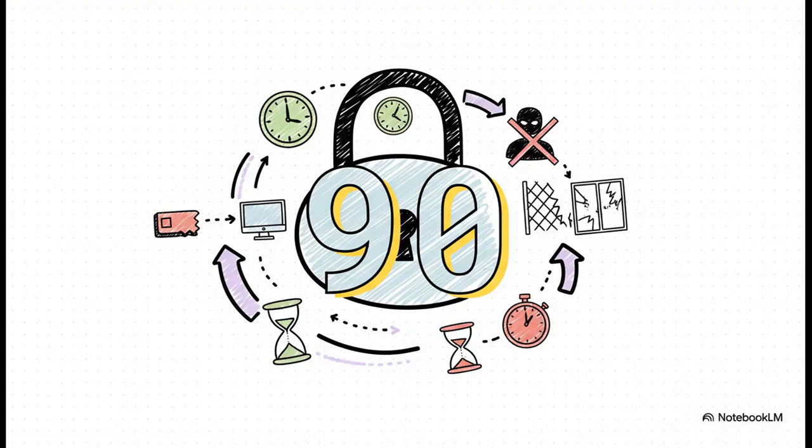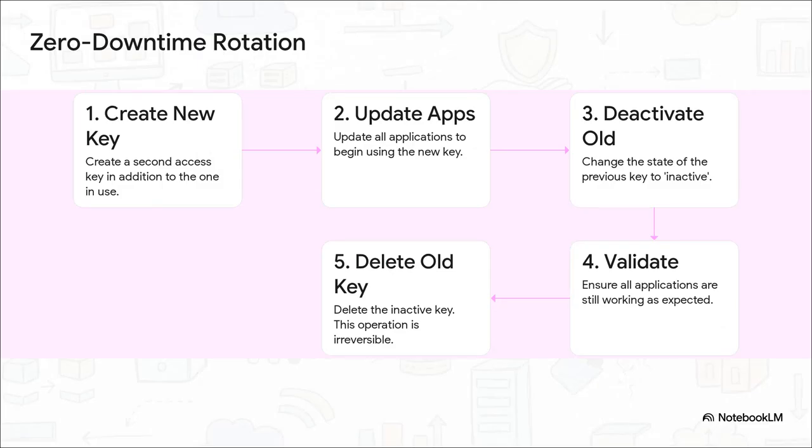You see this number? 90 days. You should probably burn that into your brain. That is the recommended maximum lifespan for an API key. Why so short? Well, think of it this way. If a burglar somehow got a copy of your house key, you'd want to change the locks as fast as possible, right? It's the same idea. By regularly rotating your keys, you dramatically limit the window of opportunity for an attacker if a key ever does get compromised.